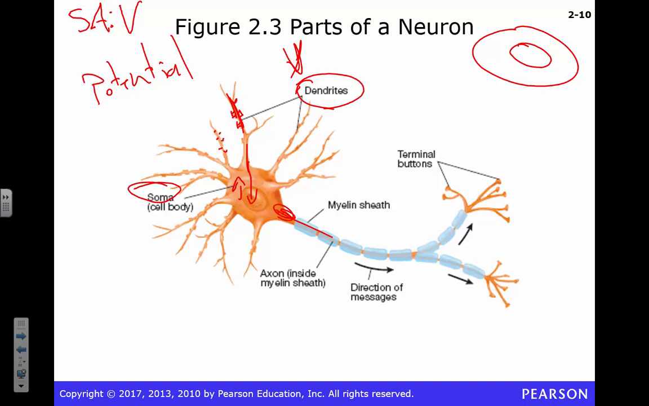Other things that happen in the cell body are the same things that happen in every other cell, right? This guy needs DNA. It needs ribosomes. It needs mitochondria, right? All of that stuff's going to be going on in the cell body, the soma. Not a big deal.